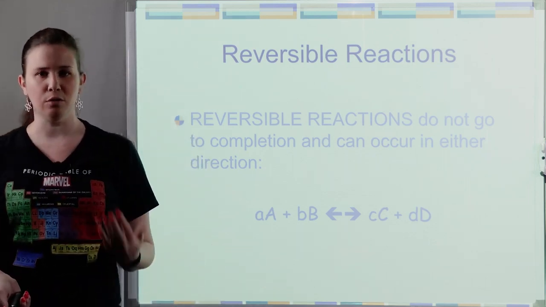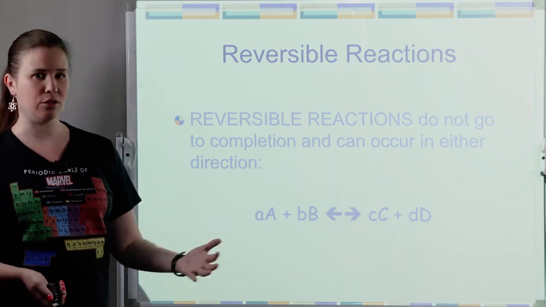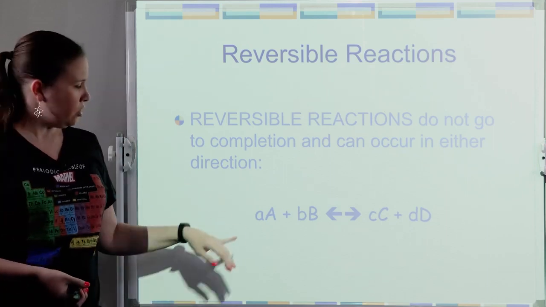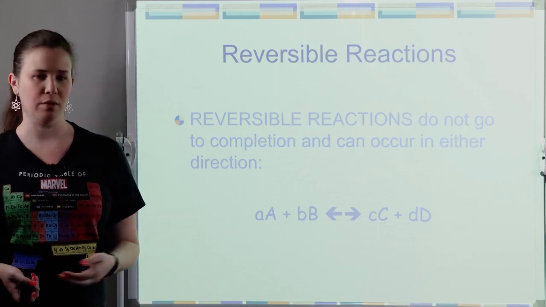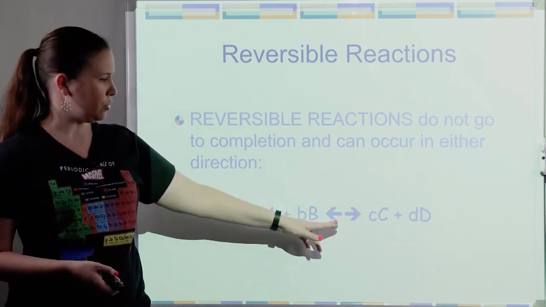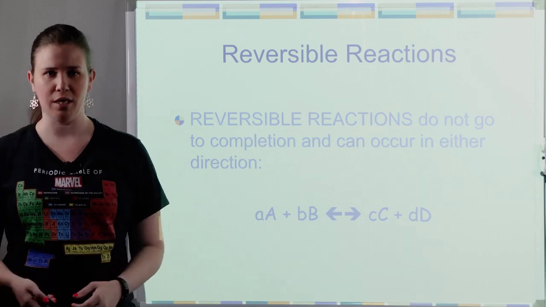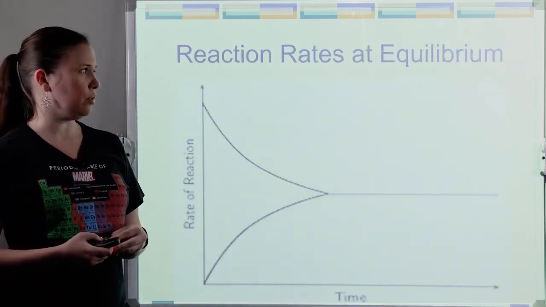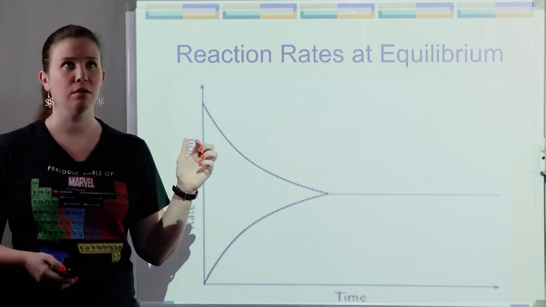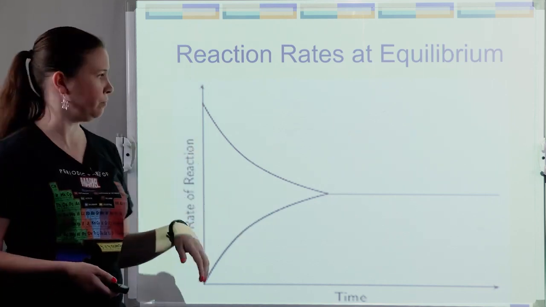When we look at the equilibrium expression, we're going to use these letters to show where things go. So the lowercase letters here would be the coefficients, and the capital letters would be the chemicals themselves. And then in between reactants and products, you have that two-way arrow. So let's look at what happens to the rates of a chemical reaction at equilibrium.